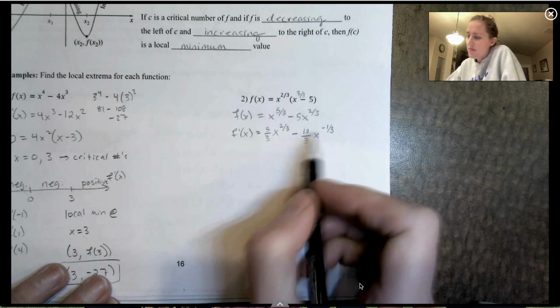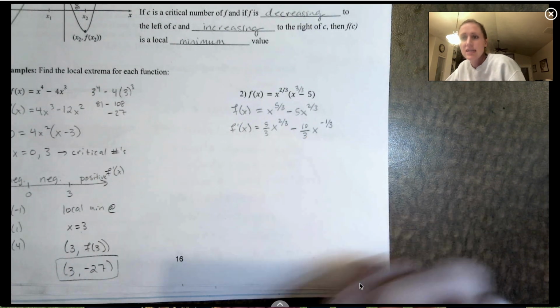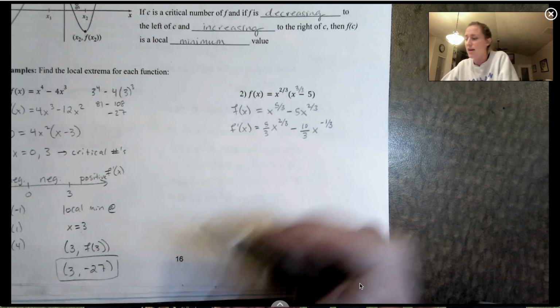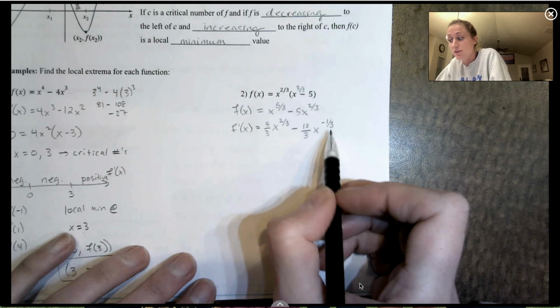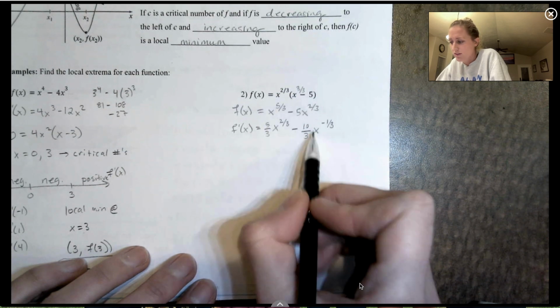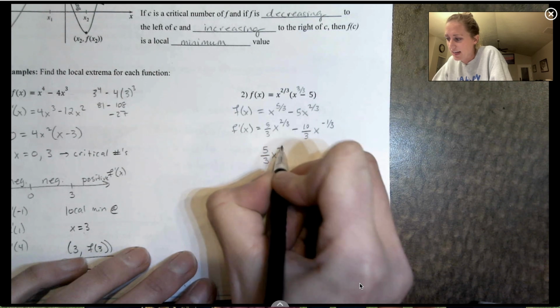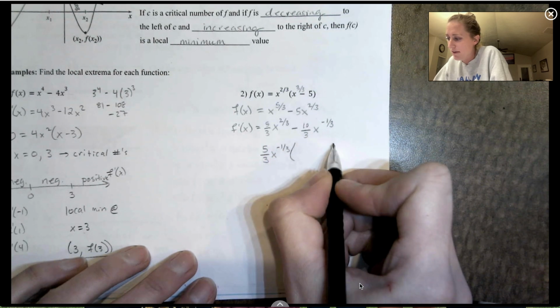So this also, I think it's something you guys did in pre-calc, but I can actually factor this. How we factor this whenever I have a negative exponent is I always take out the smaller of the two. Also, I can take out 5/3 because 5/3 goes into both those. So I'm going to factor out a 5/3 x to the negative 1/3. Here's what would be left.